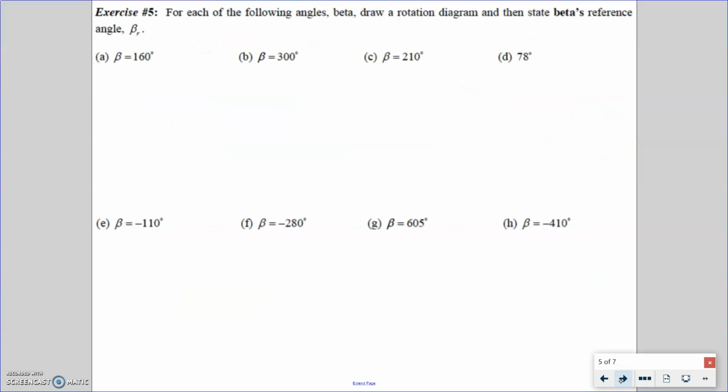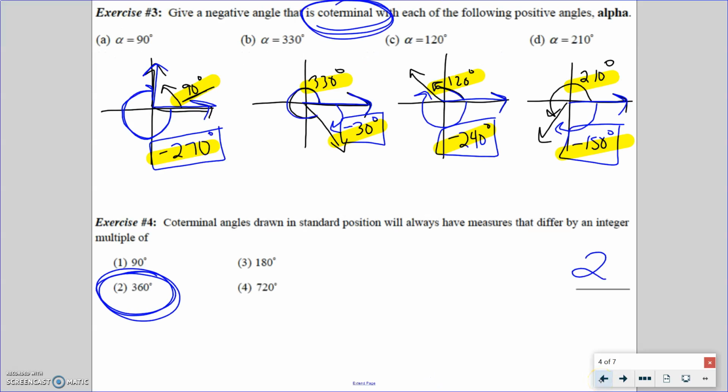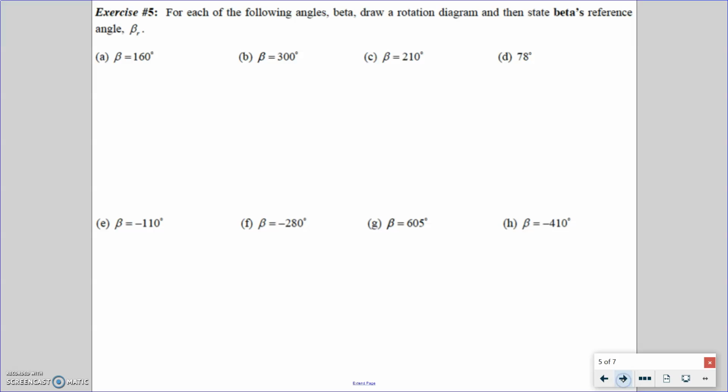All right, for each of the following angles beta, draw a rotation diagram and then state beta's reference angle. So let's do the first one together so that you have more clarity of what the reference angle is. We're learning two vocabulary terms today. The coterminal angle is pretty much going the opposite direction. What's the angle that almost partners with the other one, basically, okay? The reference angle is more so what we use in trig.